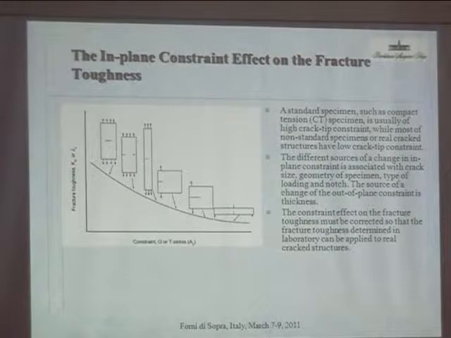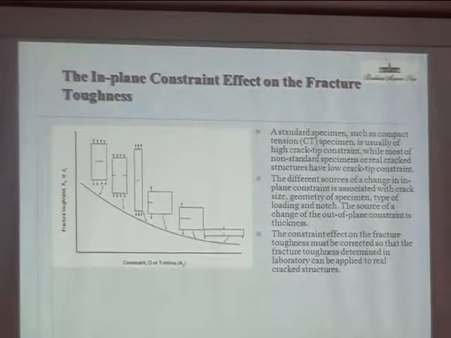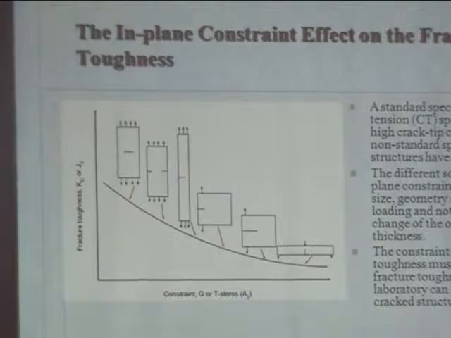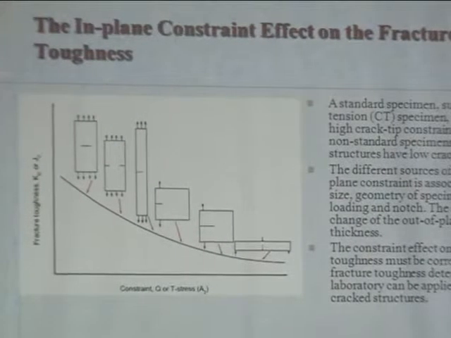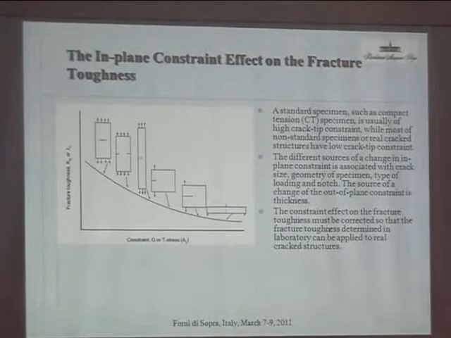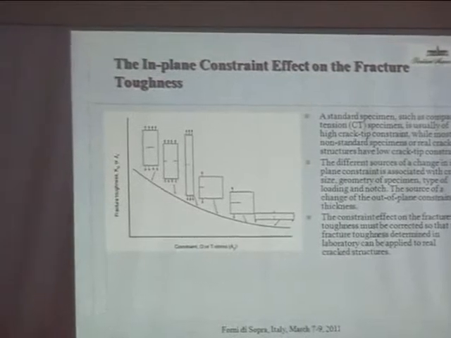So, you know that there is a very important problem of transferability, because if we measure fracture toughness using standard specimens, we need to transfer this fracture toughness to real structures damaged by cracks. So there are a few different sources of change in constraint of specimens and structures. We can consider two constraints, the parameters connected with in-plane and out-of-plane constraints. You know that in-plane constraint is associated with crack length, specimen configuration, type of loading, and notch or crack. But in contrast to this, the source of change of the out-of-plane constraint is thickness.